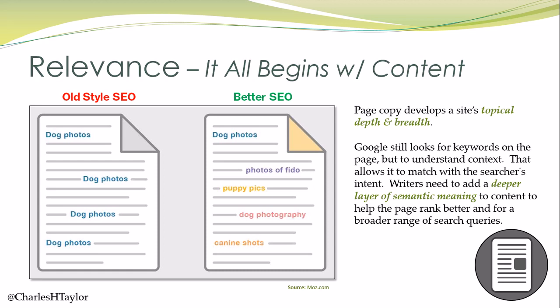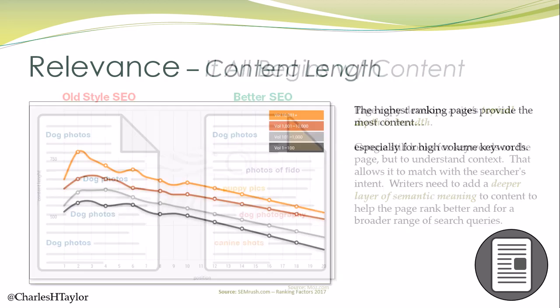What I'm suggesting is we need to develop a page's topical depth and breadth. We need to go deeper than this. We need to do what's called building a deeper level of semantic meaning. Just a fancy way of saying give your page more context. Understand the search intent of the searcher, and you can build your page around that much better.